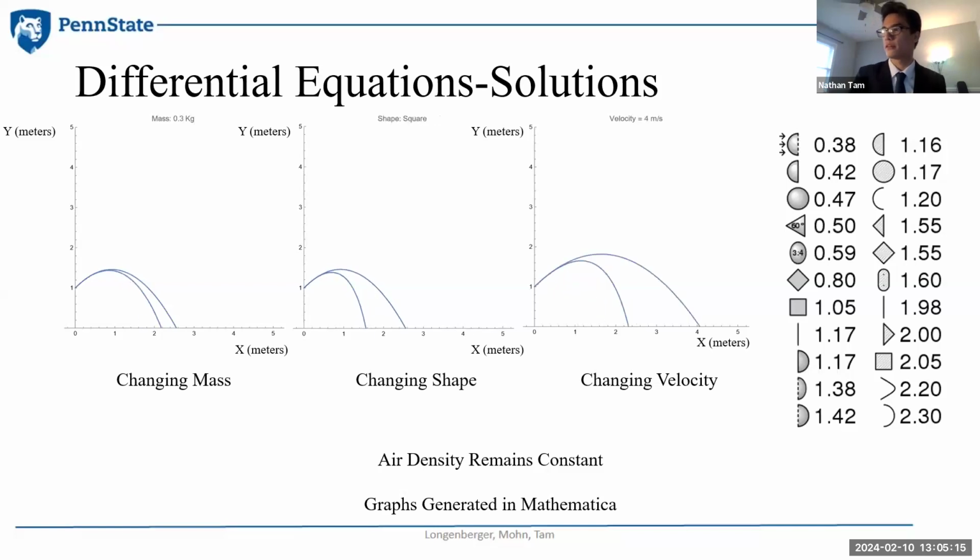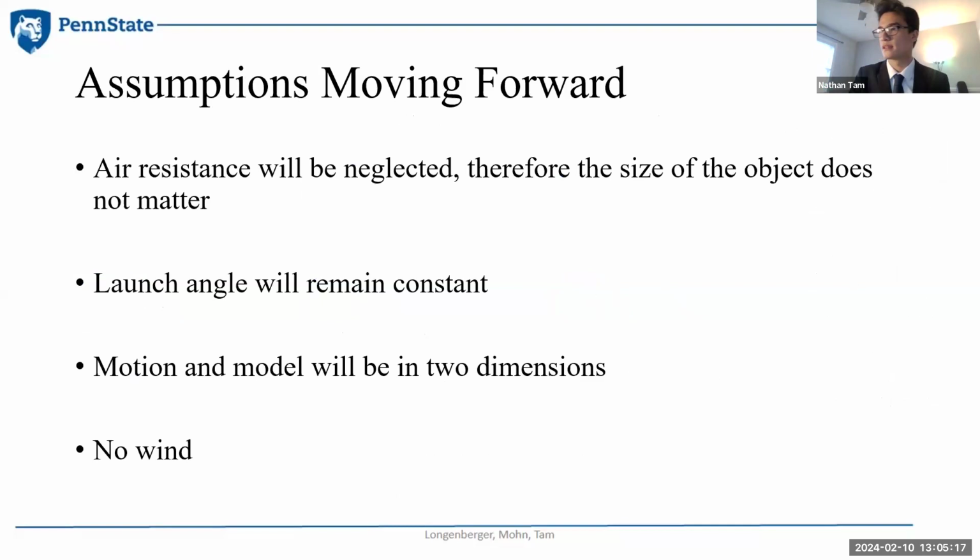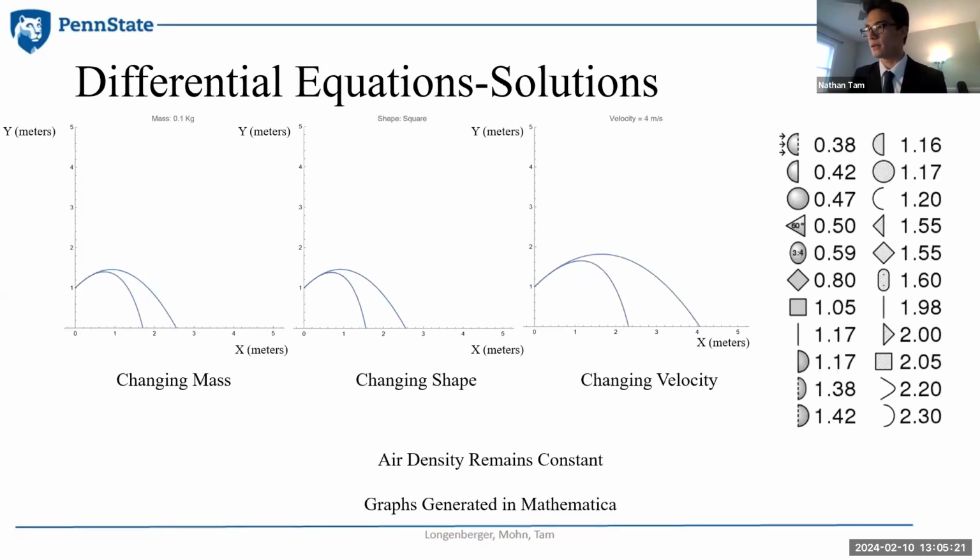The first plot holds all variables constant except mass. The second plot holds all variables constant except the shape of the food being tossed, and the final plot varies the initial velocity of the toss. So as you can see from these plots, changing the mass, the size, and the initial velocity of the toss result in different trajectories of the object.